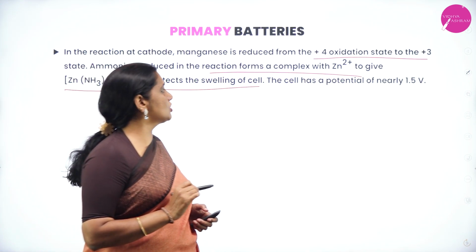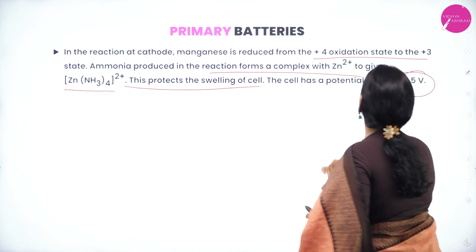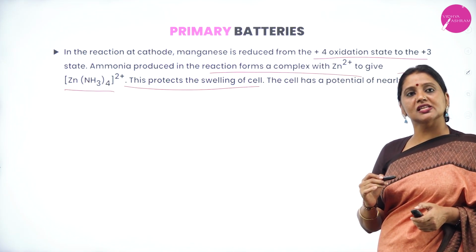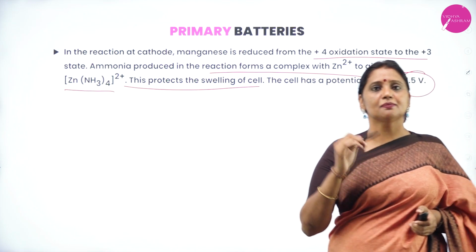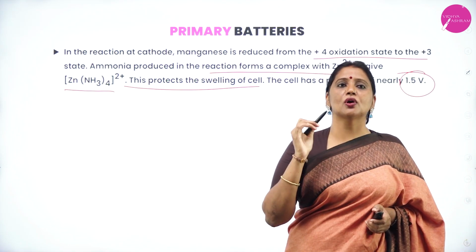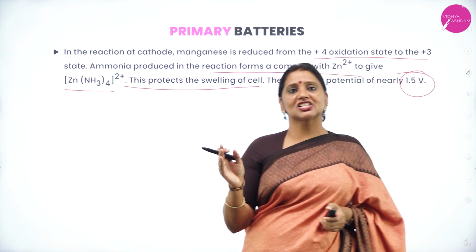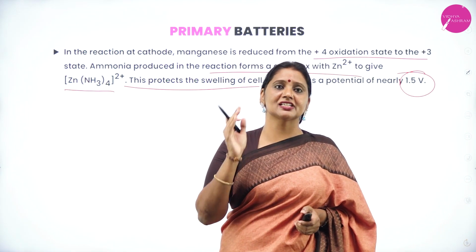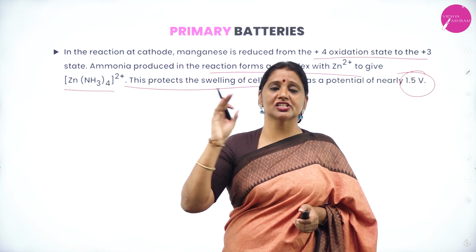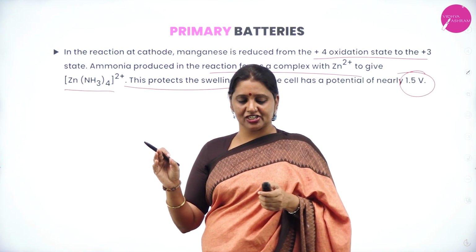This cell has a potential very nearly equal to 1.5 volts. What is the cell potential of the dry cell? The cell potential of the dry cell is 1.5 volts. Here, what is the oxidation state change in the manganese? Manganese changes from +4 oxidation state to +3 oxidation state.